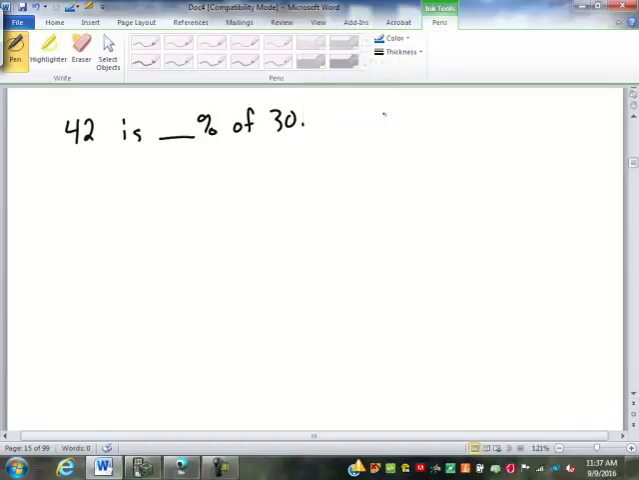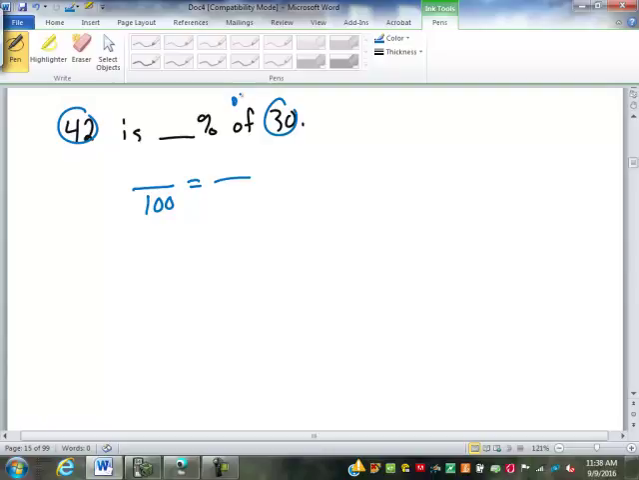Here we have 42 is blank percent of 30. Now we don't have a percent here, and I've been telling you to start with a percent. But we can still do that. It's just blank over 100 now. And now we still have the two other numbers, in this case 42 and 30. One of them matches up with our missing percent, and one of them is that base amount that matches up with the 100. Now the wording here makes it pretty obvious which one's the base amount, doesn't it?